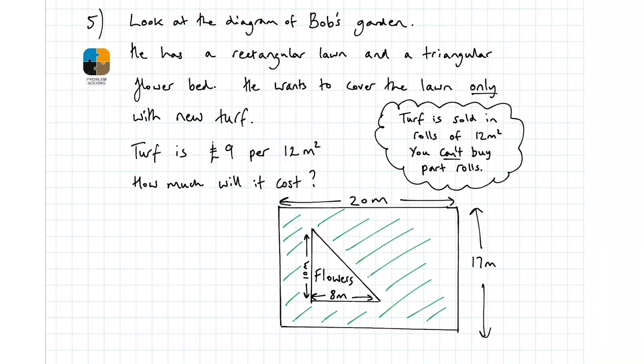You buy it in rolls, and also you can't buy part of a roll. So please don't write a decimal down in terms of the number of rolls required. You need to round it up and think about the fact you can't buy a partial roll. On to the next question.